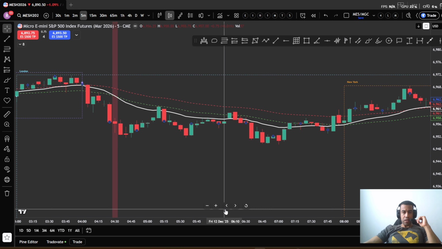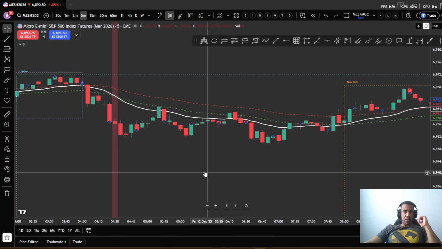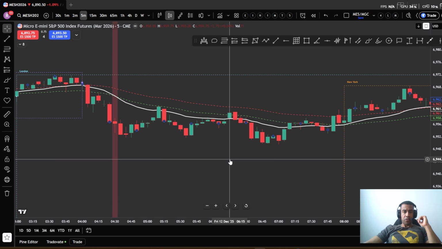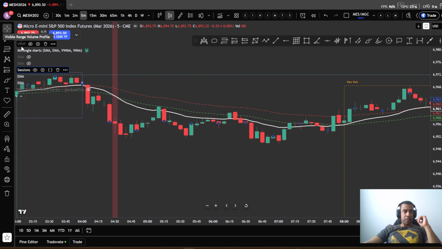Today I want to do a little backtest on Friday's price action for ES, and then also go over the strategy again one more time. Okay, so first of all, this is what you need.